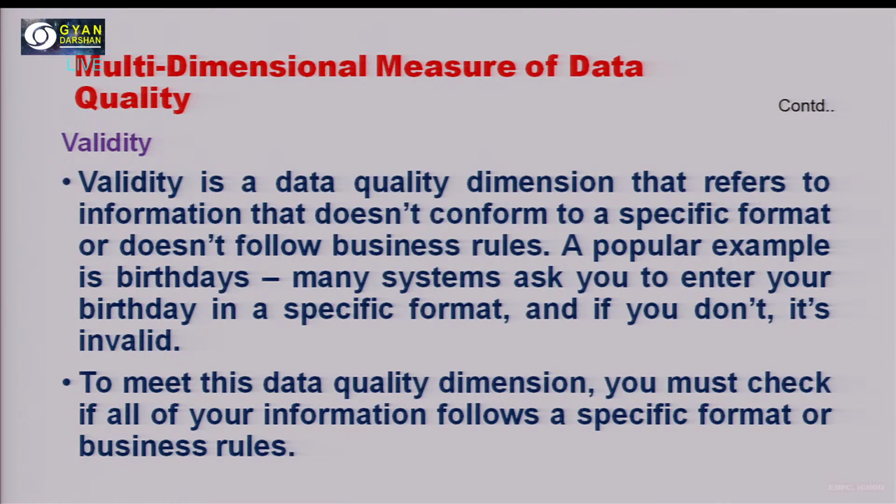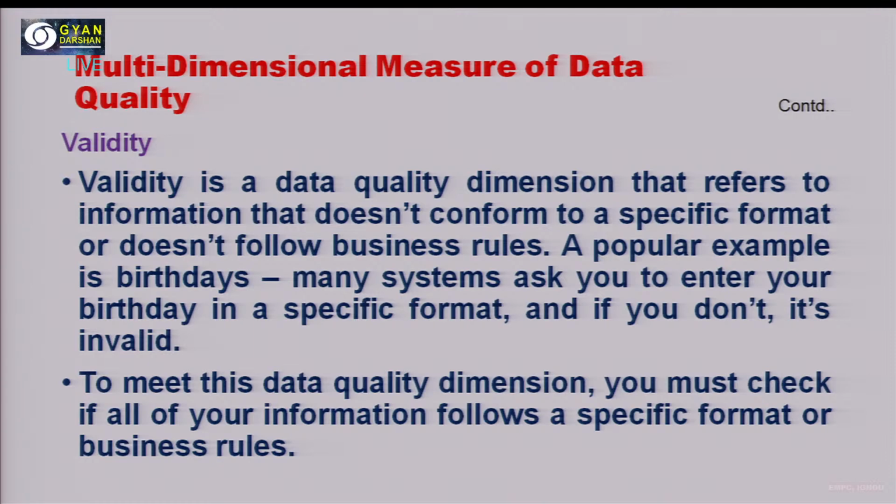Then the next metric we talk about is validity. Validity is the data quality dimension which refers to whether the information conforms to a specific format. A very popular example of this is the birth date. You must have observed that many systems ask for your birth date in a very specific format, and if you don't enter it in that format, it says it's not valid.